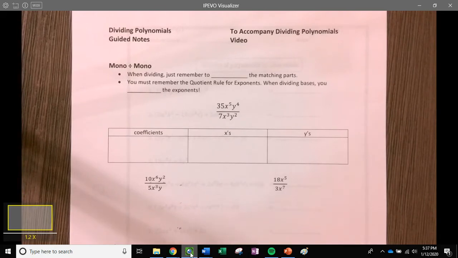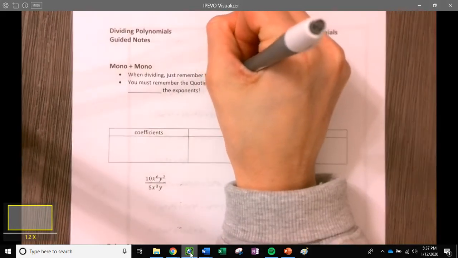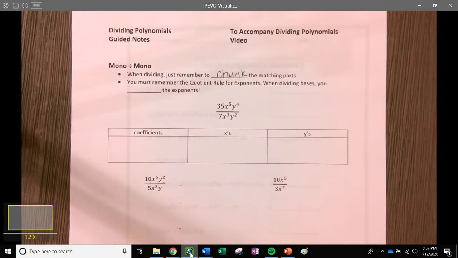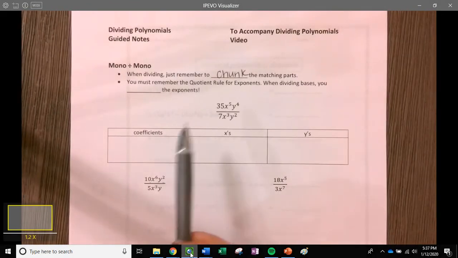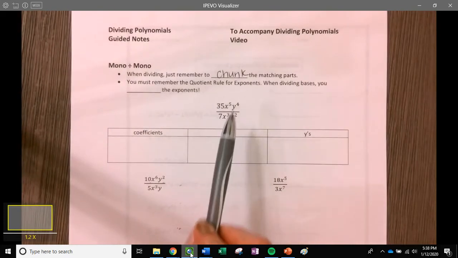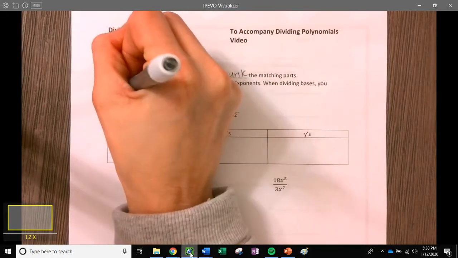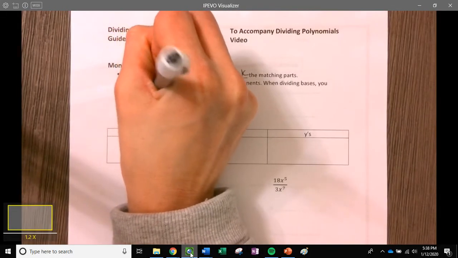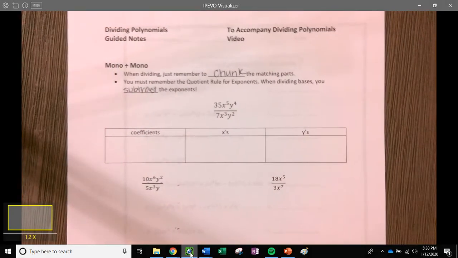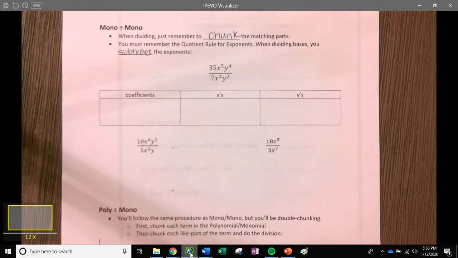So when dividing, I want you to remember, this can look a little overwhelming, but just like when we started out with multiplying, I just want you to remember to chunk the matching parts together, okay? Chunk or group the matching parts, and you have to remember the quotient rule for exponents. When we multiplied bases, we added the exponents. Now we're doing the opposite operation. We're dividing the bases, so the exponents are going to do the opposite thing also. We are going to subtract the exponents. All right, if we can remember those two rules, we'll be good.